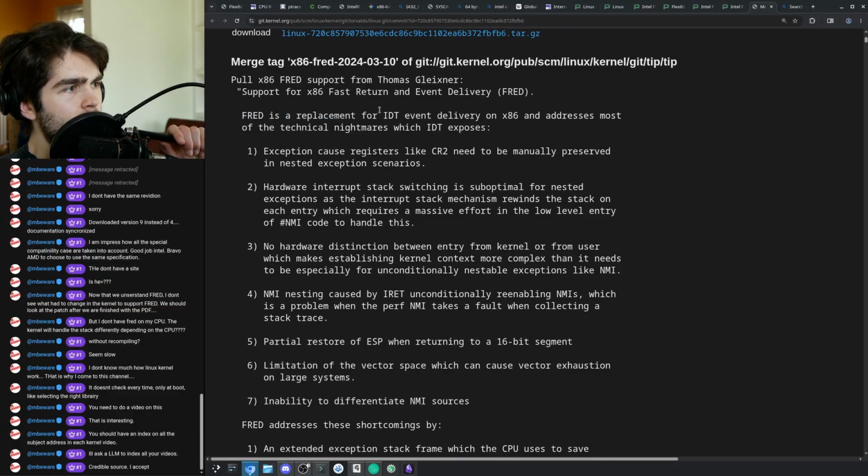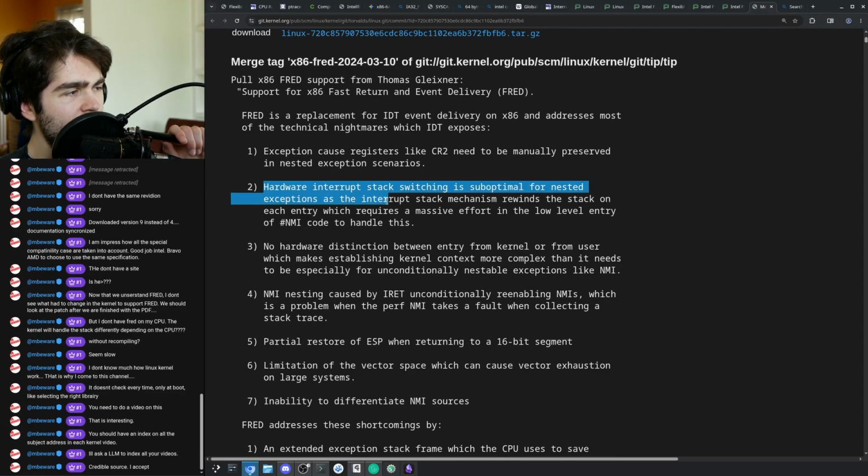FRED is a replacement for IDT event delivery on x86 and addresses most of the technical nightmare which IDT exposes. Exception cause registers, like CR2, need to be manually preserved in nested exception scenarios. Hardware interrupt stack switching is suboptimal for nested exceptions, as the interrupt stack mechanism rewinds the stack on each entry, which requires massive effort in the low-level entry of the NMI code to handle this.